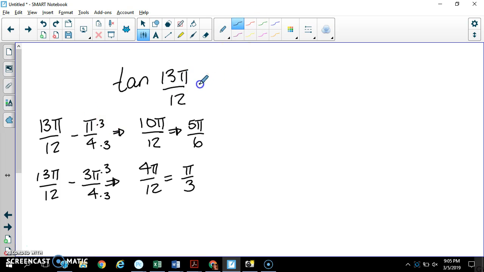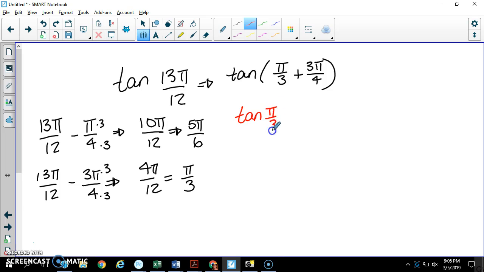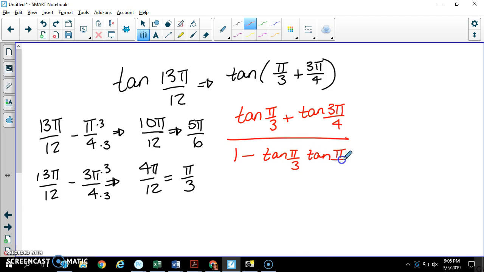So right here, I'm going to turn this into tangent and do pi over 3 plus 3 pi over 4. Okay? So here, what I'm going to do is put this in my equation, which is tangent pi over 3 plus tangent 3 pi over 4 over 1 minus tangent pi over 3 tangent pi over 4. Oops, sorry, 3 pi over 4.